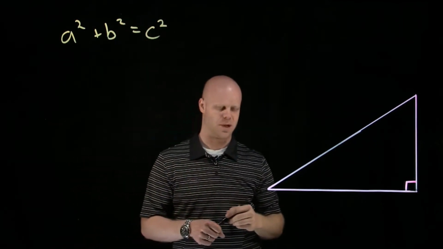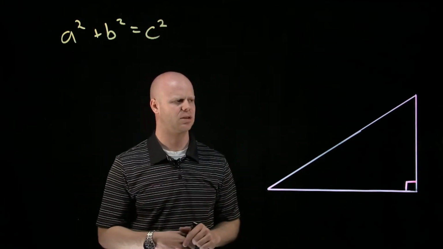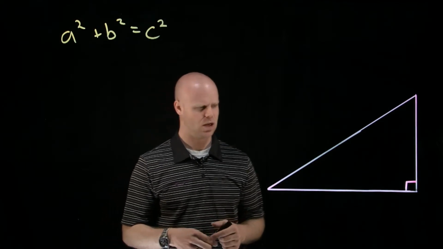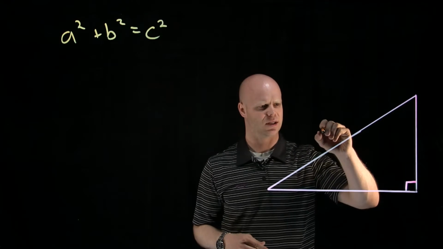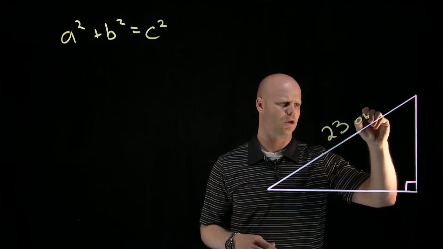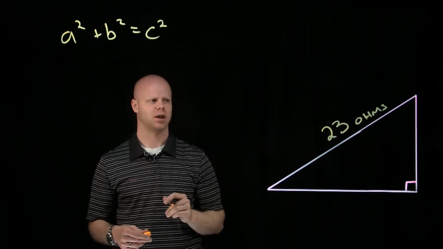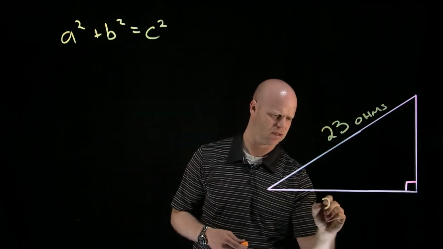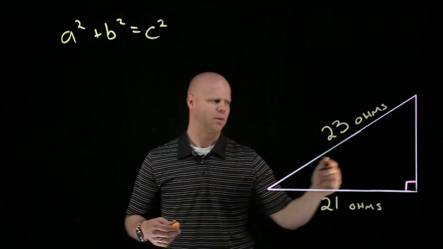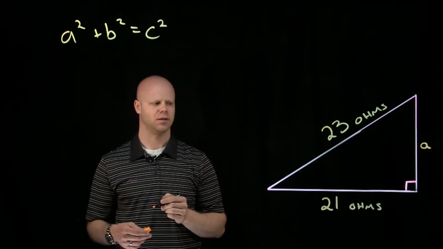Okay. Important to remember when we're looking at Pythagorean theorem that the C always represents my hypotenuse, and my hypotenuse has to be the longest side of my triangle. So if the length of this hypotenuse was 23 ohms in magnitude, and the base was 21 ohms in magnitude, we wanted to know what was the vertical component of this triangle.